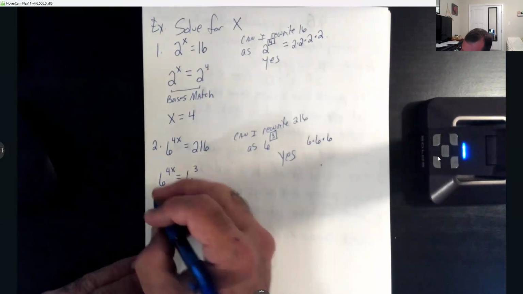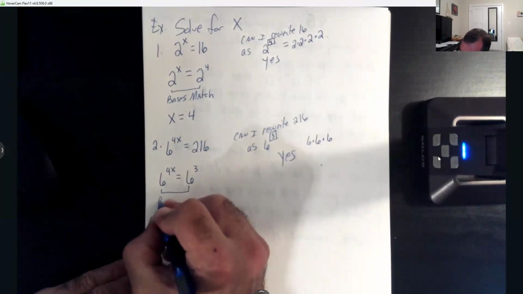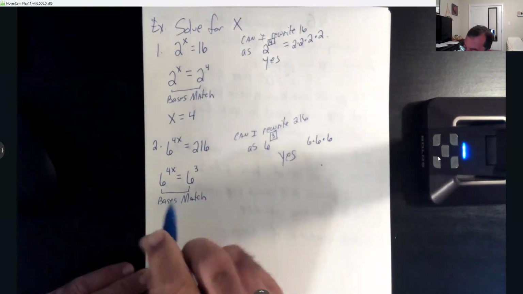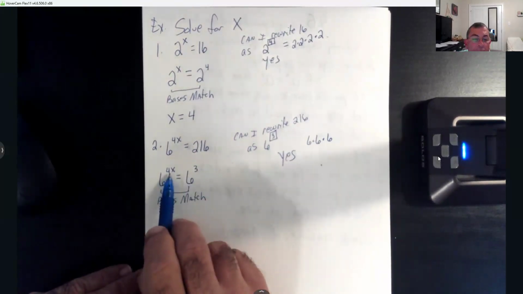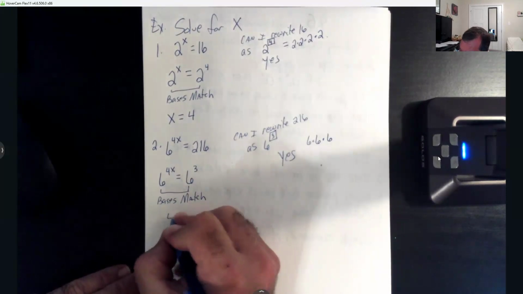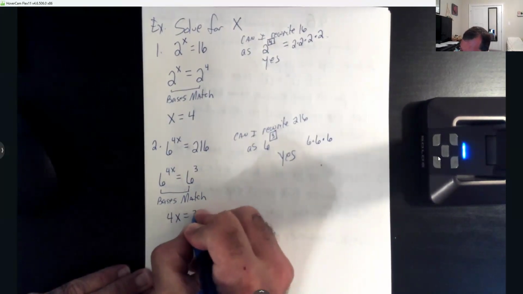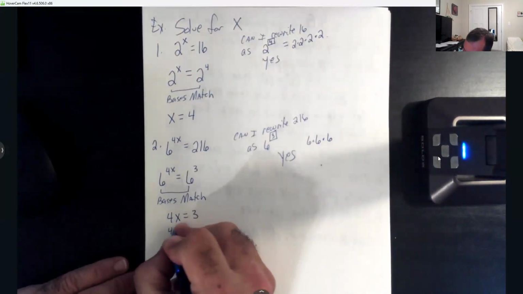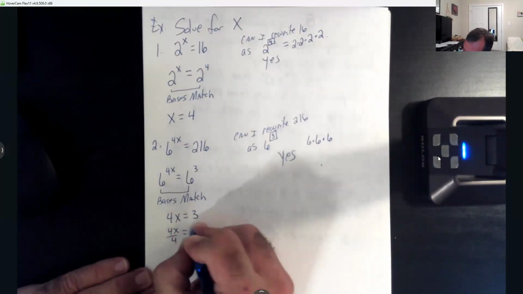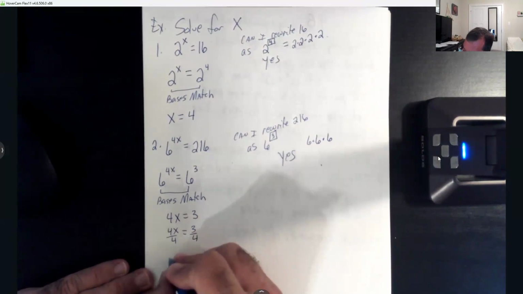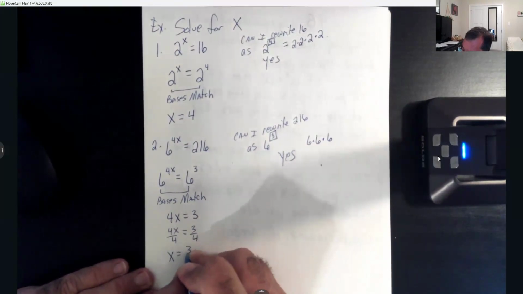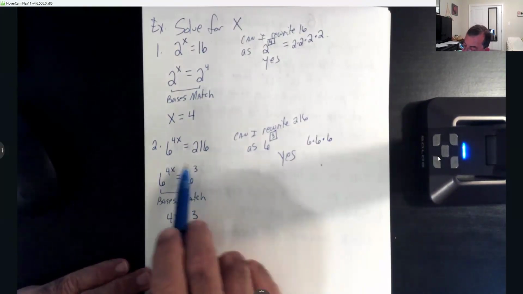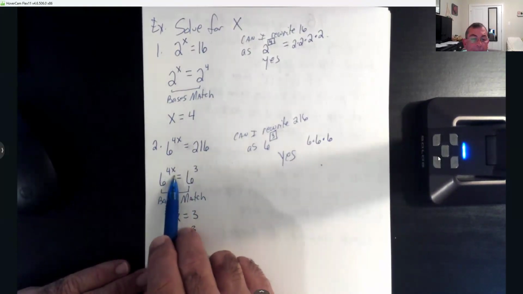All right, so the bases match. So that means the exponents are equal. So 4x equals 3. And y'all, solving that for the x, I divide both sides by 4. That cancels, and the x equals 3/4. Well, if you put 3/4 in here, the 4's cancel.